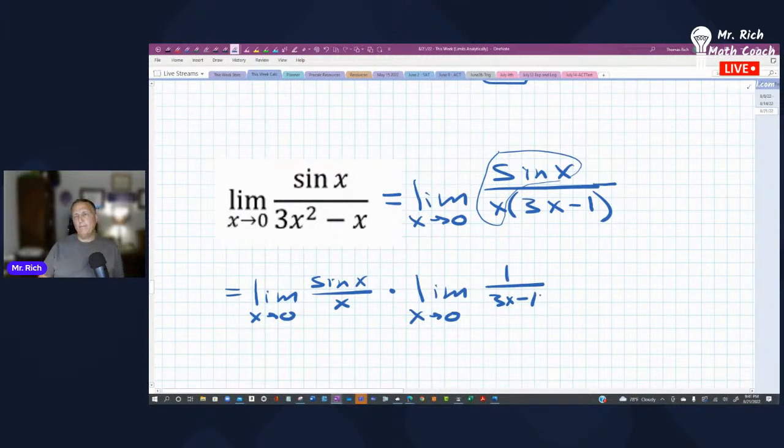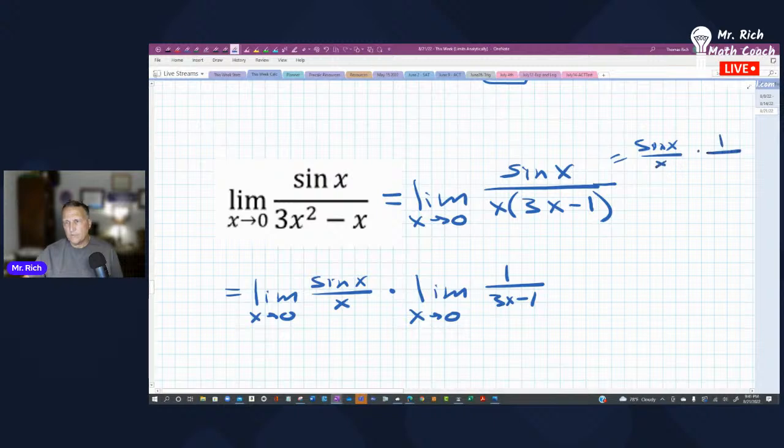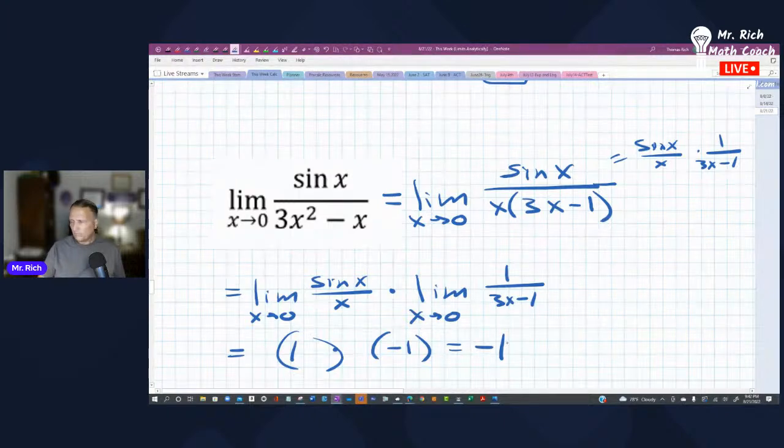I can do that because I can consider this entire fraction that I have right here. I can consider that whole fraction, I can rewrite that as sine x over x times 1 over 3x minus 1. Those are equivalent, and so therefore, I'm just splitting it apart. This one is a 1. This one, by direct substitution, is a negative 1. Right? It'd be 1 over 0 minus 1. So that's a negative 1. I have 1 times negative 1, which makes that limit equal to negative 1.